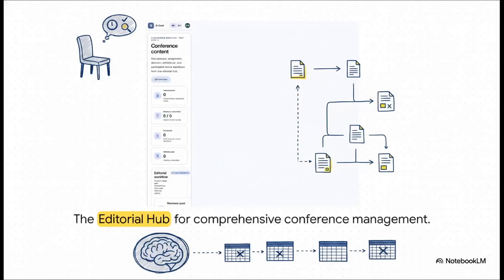Let's put ourselves in the shoes of the chair for a minute. Welcome to the editorial hub. From this single, highly focused workspace, organizers can track submissions, monitor incoming reviews, and even handle withdrawals, all in one place. It brings a level of clarity and sanity to conference management that those old nested spreadsheets just literally cannot match.